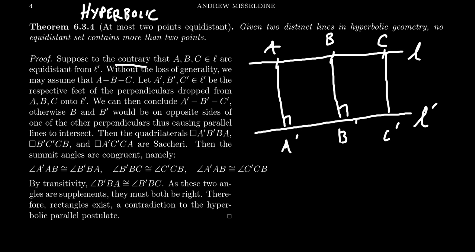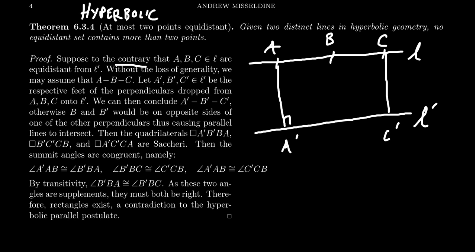Now these drawings can be very, very misleading in geometry. We have to be cautious of those things. In this situation right here, the drawing seems to suppose that B prime is between A prime and C prime. And as we're just taking three arbitrary points that are equidistant, we can make the assumption that sure, B is between A and C, just how we're going to label them. But how do we guarantee that their feet have that same betweenness relationship?